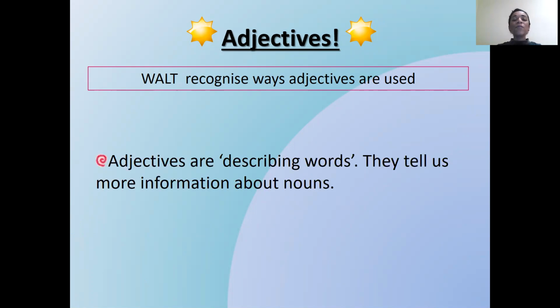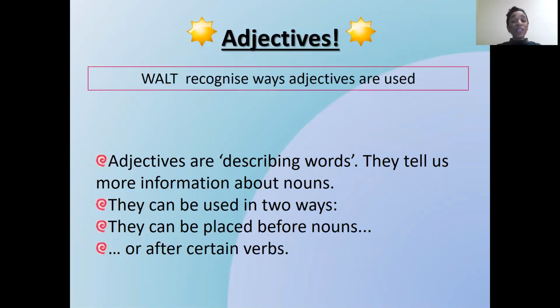So adjectives, if you remember, they are, everyone, 1, 2, 3, describing words. They tell us more information about nouns. They can be used in two ways. They can be placed before nouns or after certain verbs. Let's have a look at some examples now.